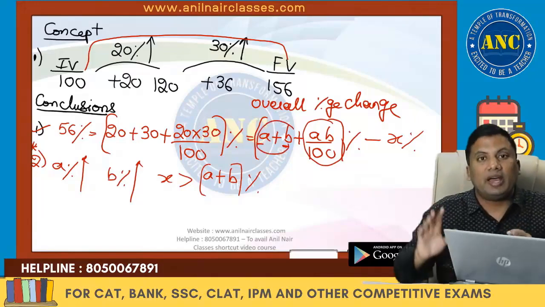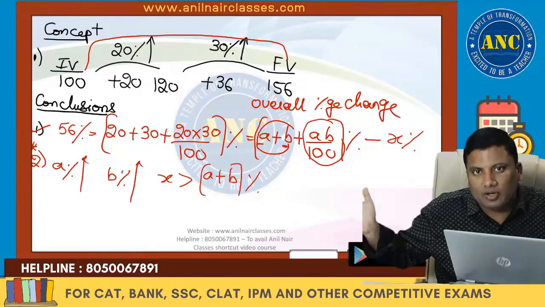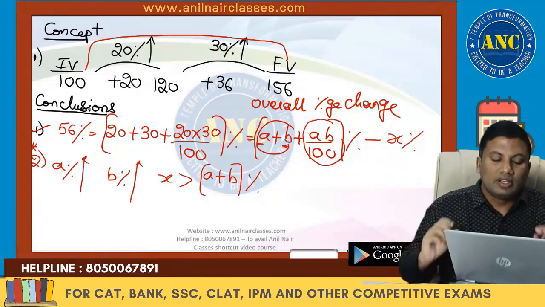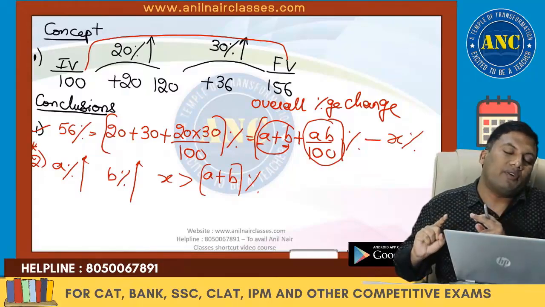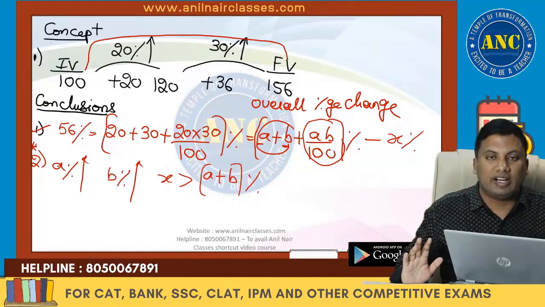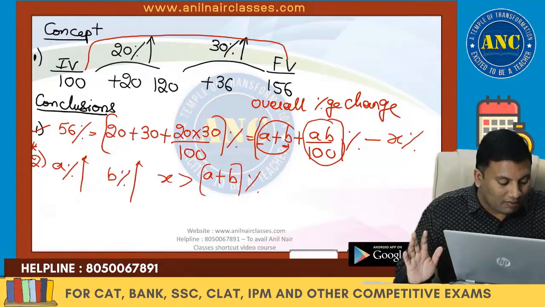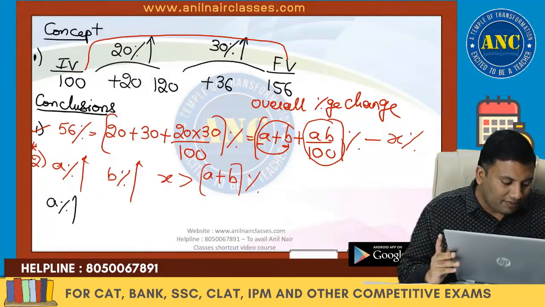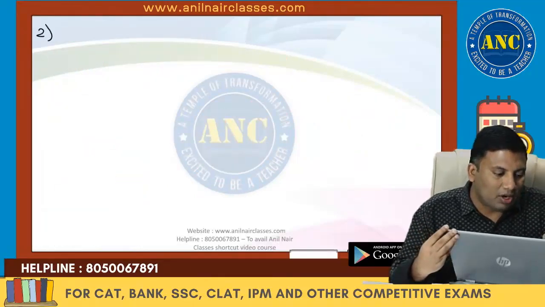To A plus B, I am adding a positive value. Obviously the value will grow. That means if 20 and 30 are given, overall I got 56%. 56 is greater than 20 and 30. Keep a note of this. When I am solving problems, I will discuss. Second example. Let me take an example, write it down in the same order, sir.